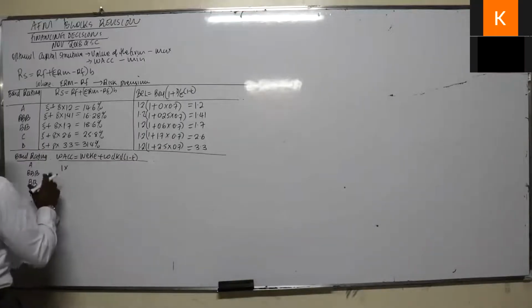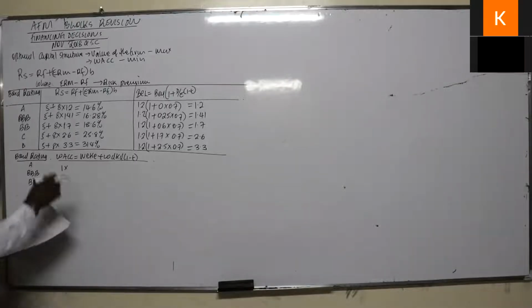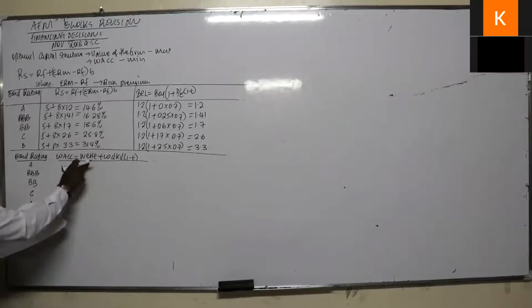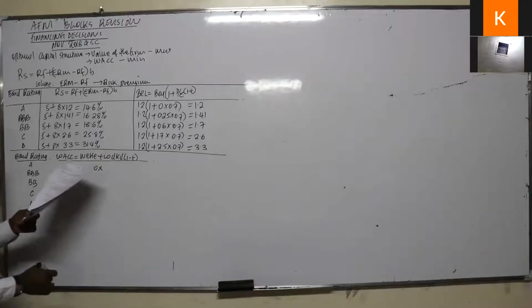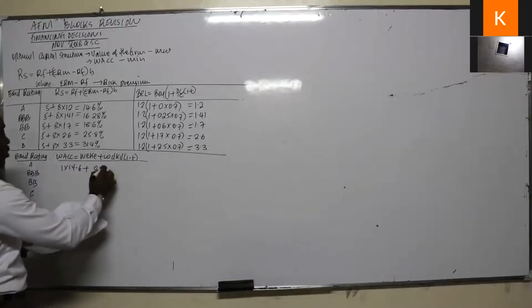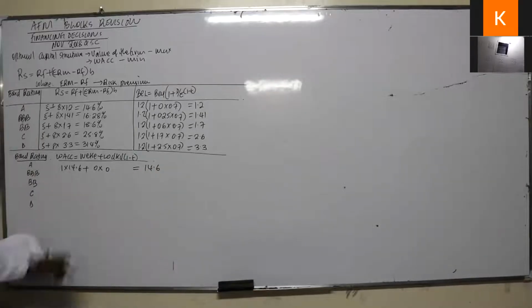Let's continue here. Weight of equity for A: the debt to equity ratio is 0, so there is no debt. So the weight of equity is 1, cost of equity is what we have here, which is 14.6. Weight of the debt is 0. The cost of the debt for bond rating A is 0, so therefore it's 14.6. Let's do the second one, for B.